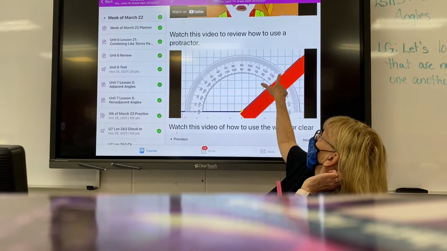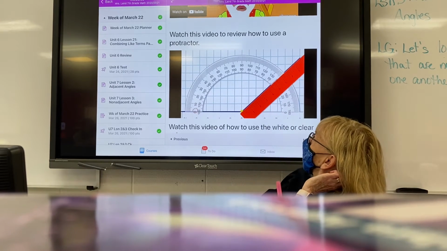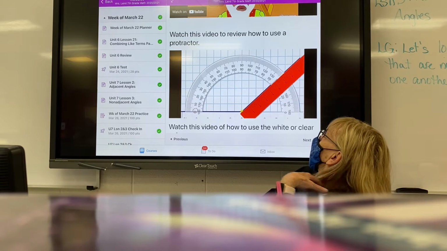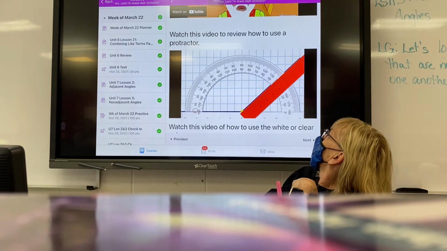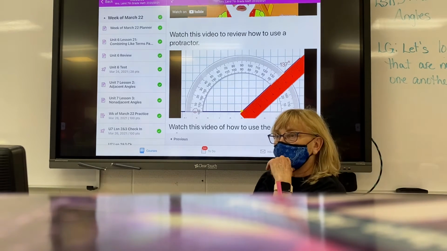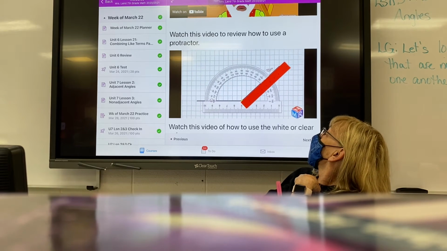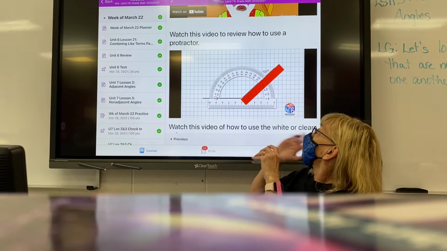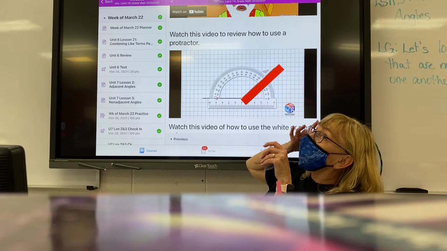So this one is, count up from 0 until the other ray intersects. This is the measurement of your angle. This angle has a measurement of 137 degrees. Keep in mind, make sure you always count up starting from 0. If you started from 180 degrees, you would get the wrong answer of 43 degrees.